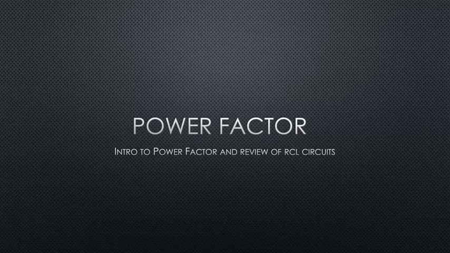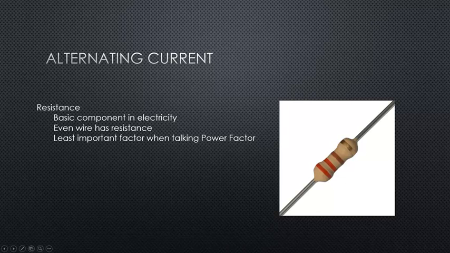So if we look at alternating current in general, you'll recall we had resistance, resistors. Again, a very basic component in electricity, but overall probably the least important factor when we talk about power factor. One of the ways that we can improve power factor is by increasing resistance, but we don't, in most cases, want to increase wire resistance as an option. Again, even wire has resistance, so we can move something farther away and improve the power factor. But again, not really a desirable technique for power factor correction.